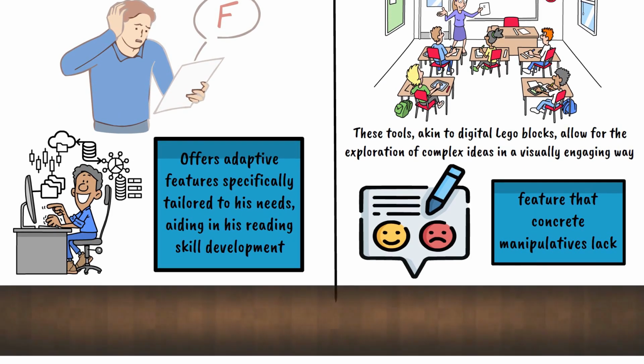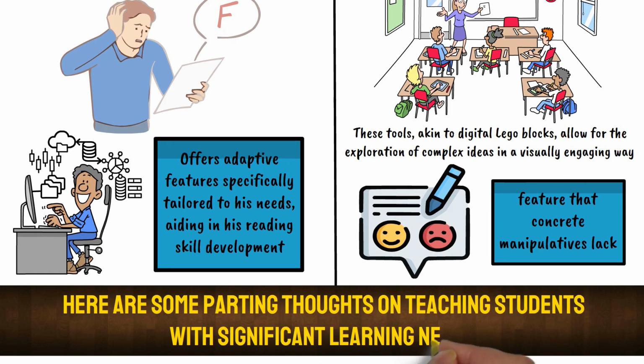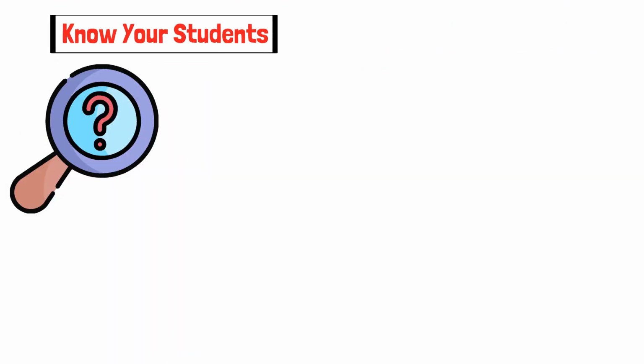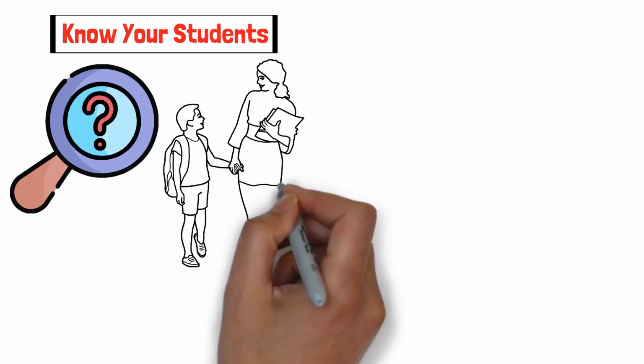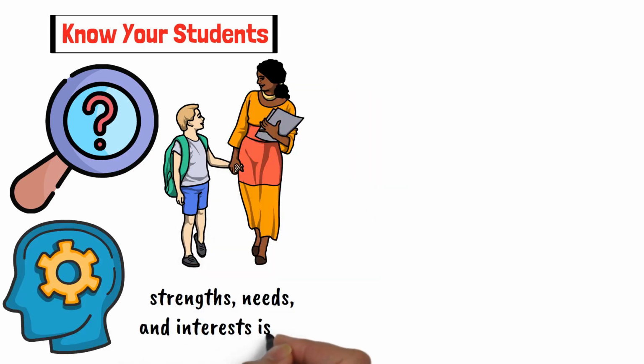To wrap it up, here are some parting thoughts on teaching students with significant learning needs. Know your students. Like a detective piecing together clues, gather as much information as you can about your students. Understanding their strengths, needs, and interests is key.